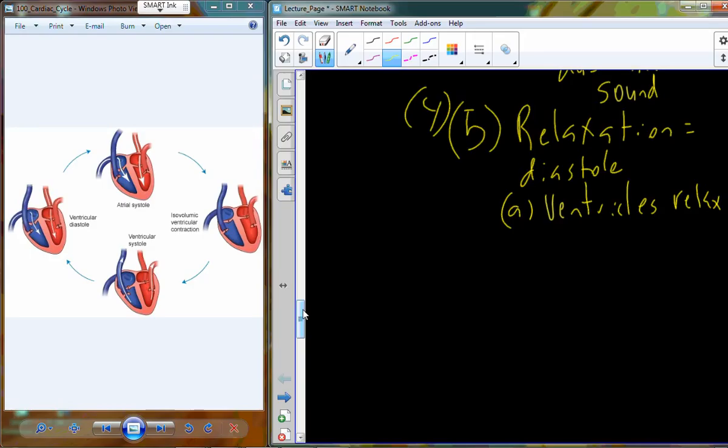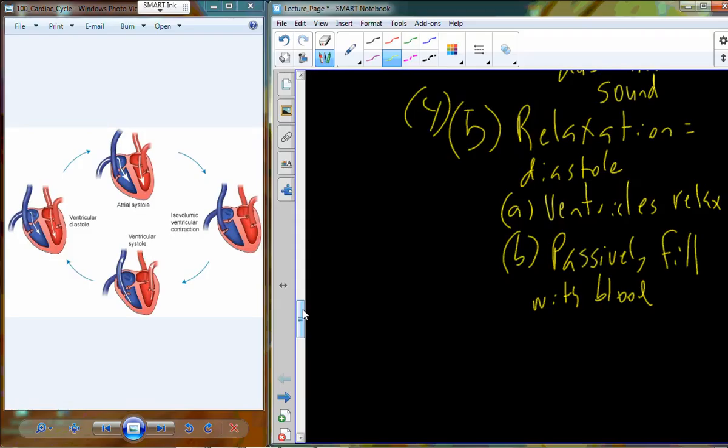So we're just going to simply say when the ventricles relax. And during that ventricular relaxation, we're going to have passive filling of the left ventricle occurring during this diastole. And so this is where we're going to have this passive filling that occurs as we go towards systole.